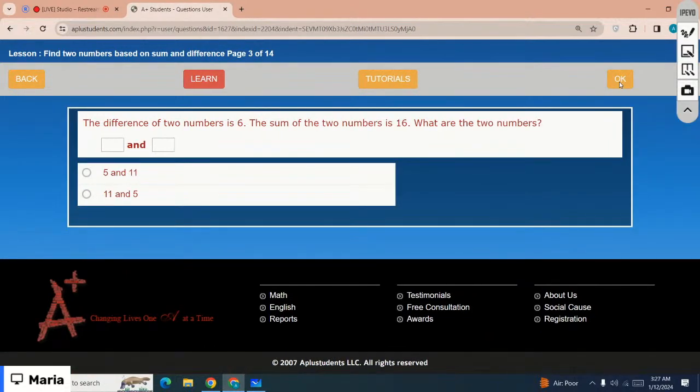Okay, the difference of the two numbers is 6 and the sum of the two numbers is 16. What are the two numbers? Which is the correct option? The options you are given are 5 and 11, and the second one is 11 and 5. Which is the correct option?